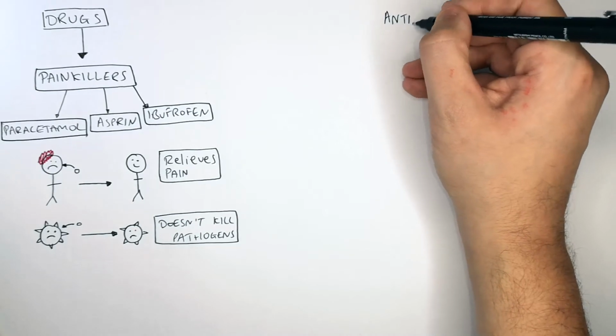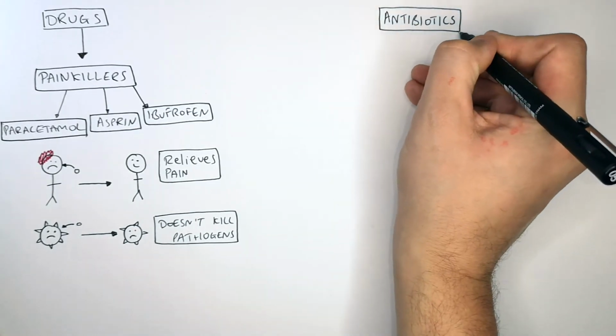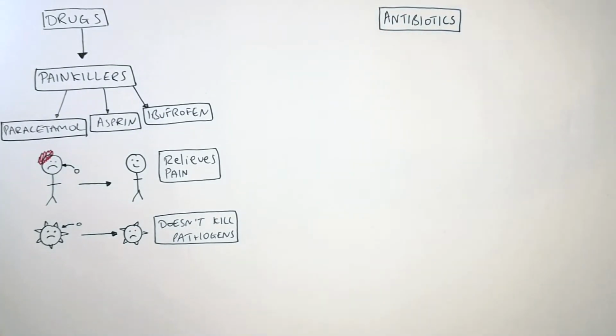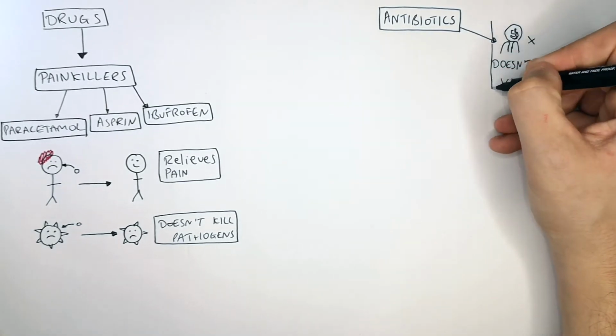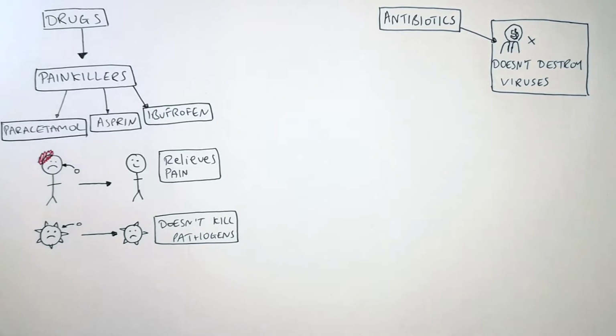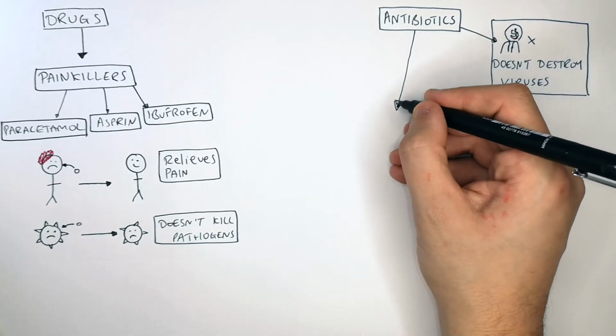If you've got a bacterial infection, the doctor will prescribe you antibiotics. Antibiotics do not destroy viruses. If you have a viral infection, you will not be prescribed antibiotics.